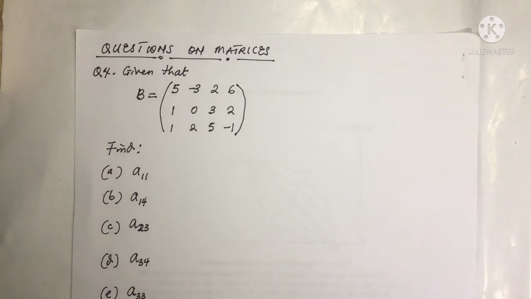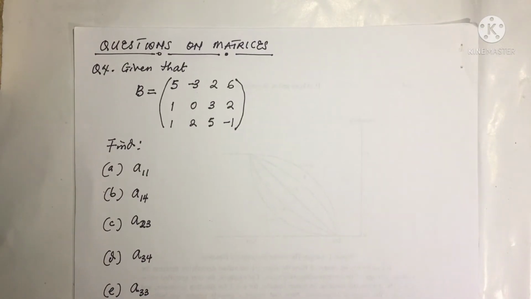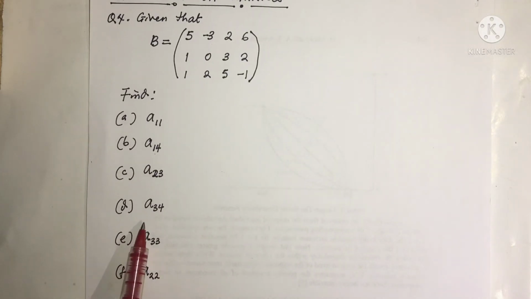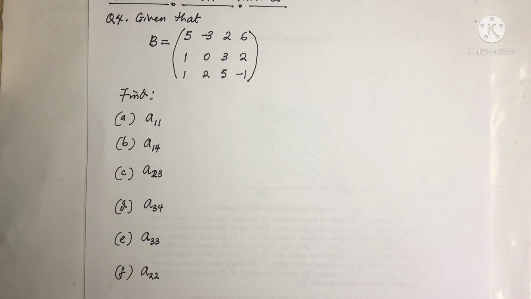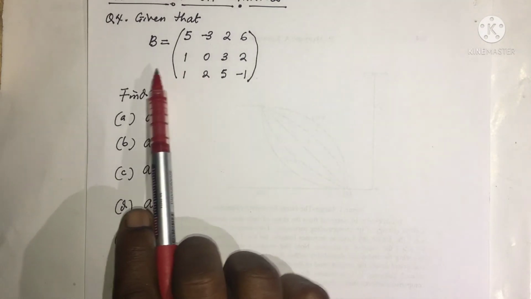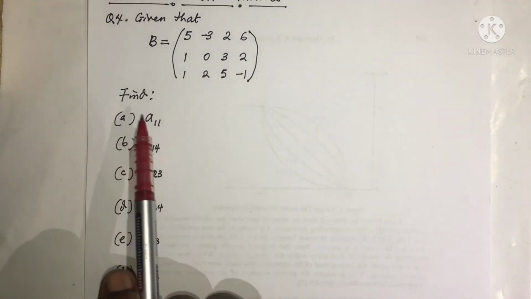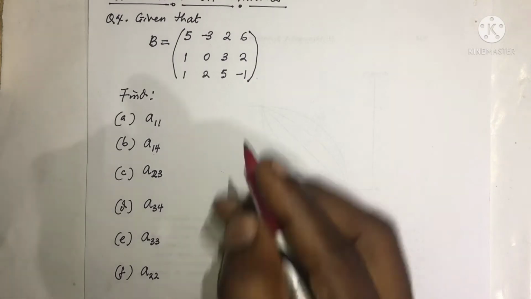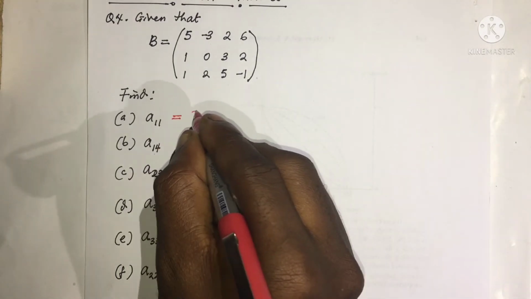So this is still the same thing, but this will be to emphasize what we have done. Now let's see. A11, A14, A23, A34, A33, and A22 are identifications they want us to make as found in this matrix. So given that the matrix B is this, let's determine A11. So A11 will be 5.